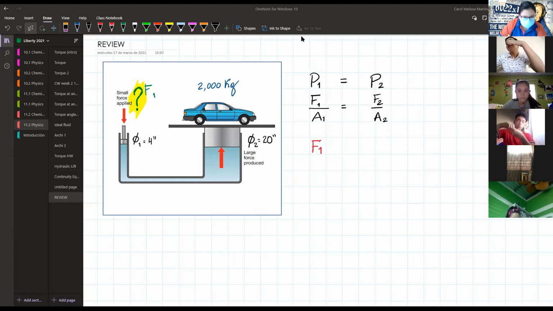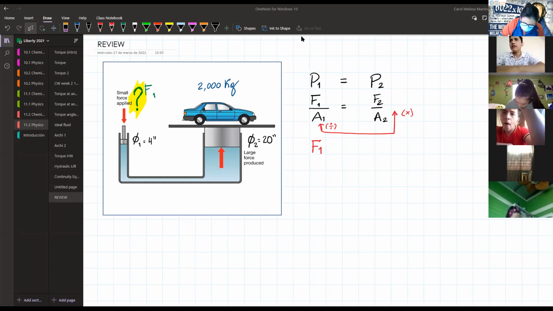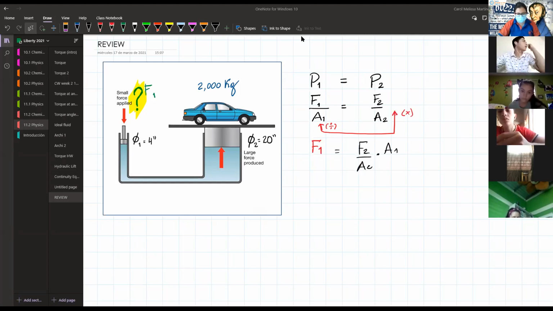So force 1, you can isolate already for the first one. This one is dividing here, so when you pass it to the other side, it becomes a multiplication, okay? So this gives you force 1 equals force 2 divided by area 2 times area 1. That is the formula that you have to use. But let's see if we have enough data to make it.